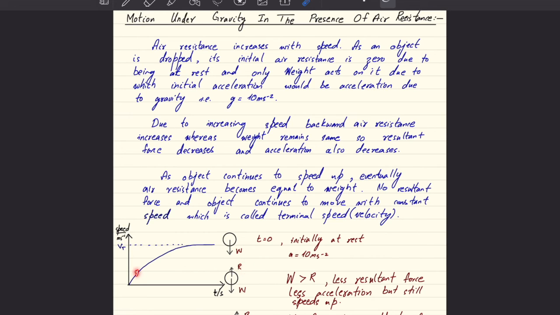So the speed will continue to increase, but the acceleration would continue to decrease, which means that it should be an increasing speed graph with decreasing slope. Eventually, the weight and air resistance become equal. The resultant force becomes 0 and it starts moving with constant speed, which is also called terminal speed or terminal velocity.